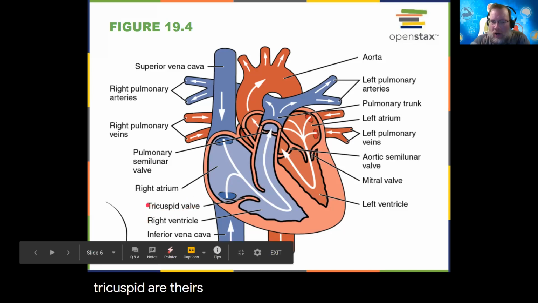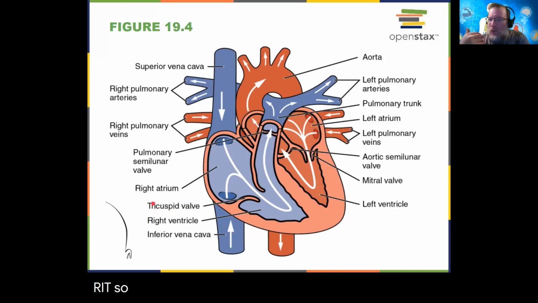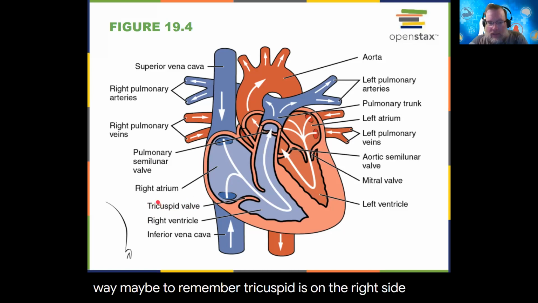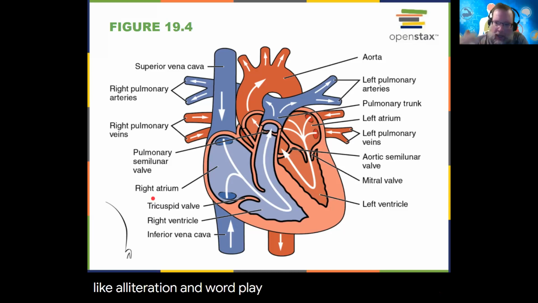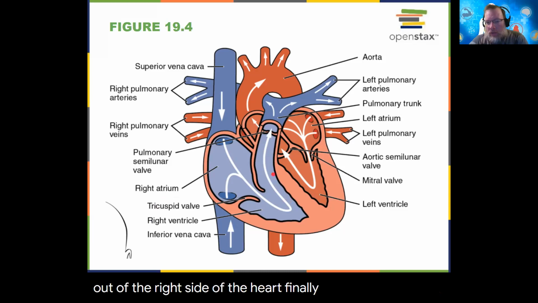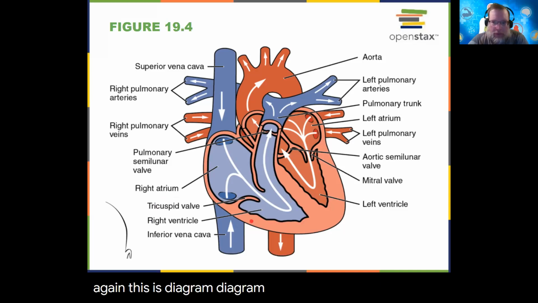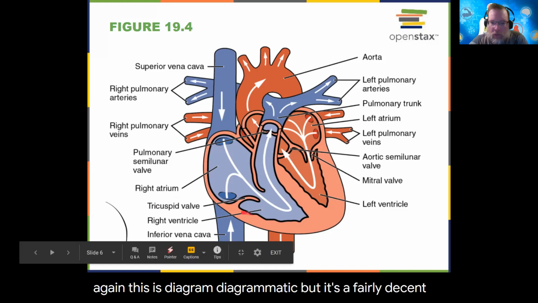Tricuspid. There's an R and a T and an I in there, or a TRI or RIT. So the word right also has RI and T in it. So that's one way maybe to remember tricuspid is on the right side. Okay. Using alliteration and word play and mnemonic devices and stuff like that. All right, so our blood, we're almost out of the right side of the heart finally. So the right ventricle, notice too, real quick before we leave the right ventricle, and again, this is diagrammatic, but it's a fairly decent representation in illustration.